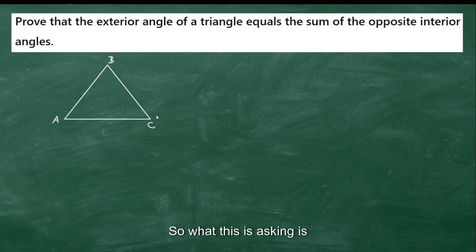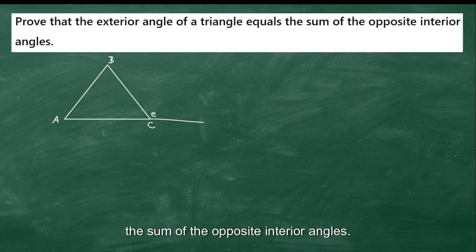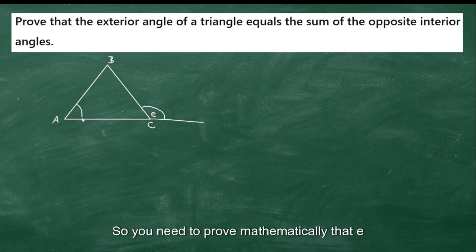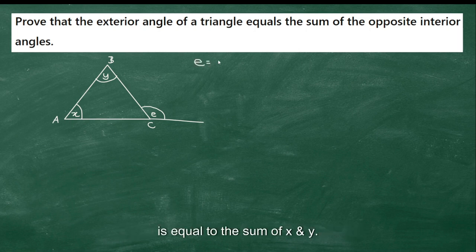So what this is asking is, if I just extend any side of a triangle like this, see this angle we get here, we call this the exterior angle. This is equal to the sum of the opposite interior angles. So these two angles, let's call them X and Y. So you need to prove mathematically that E is equal to the sum of X and Y.